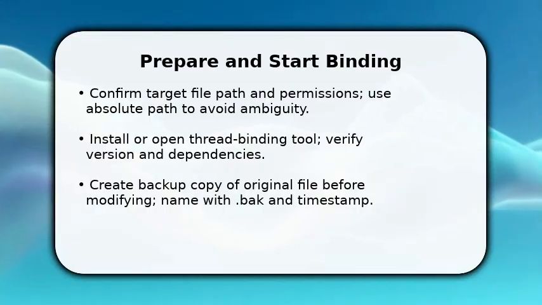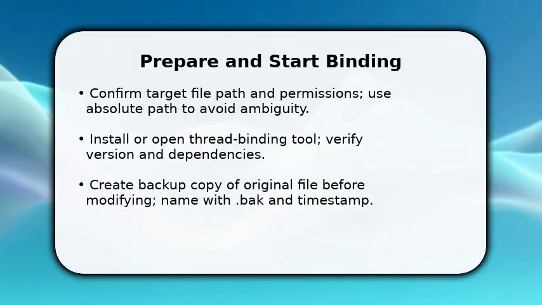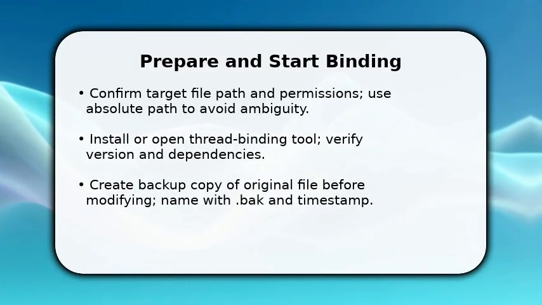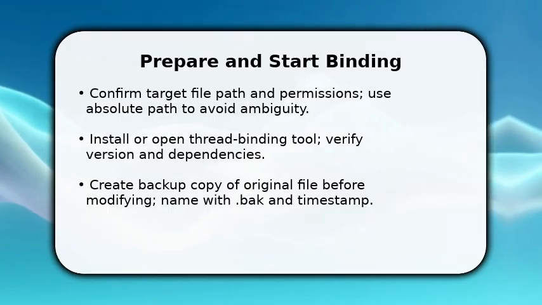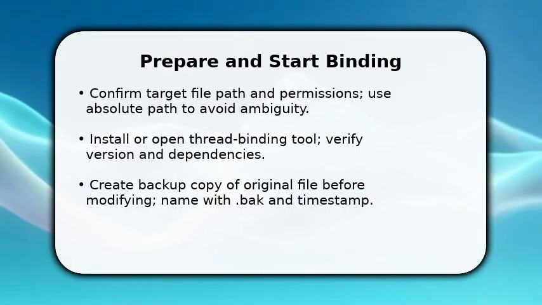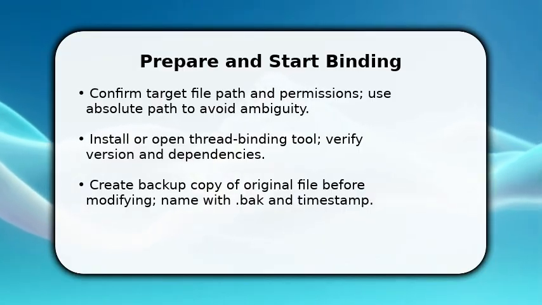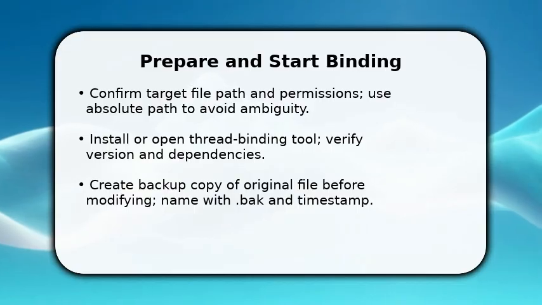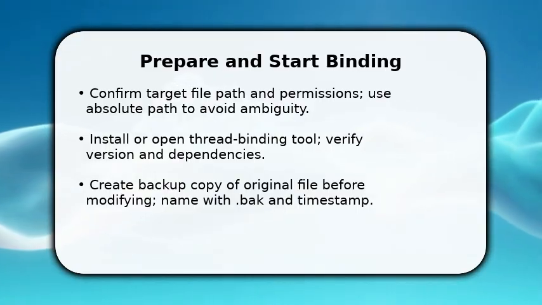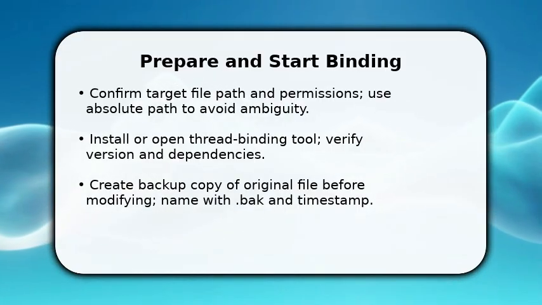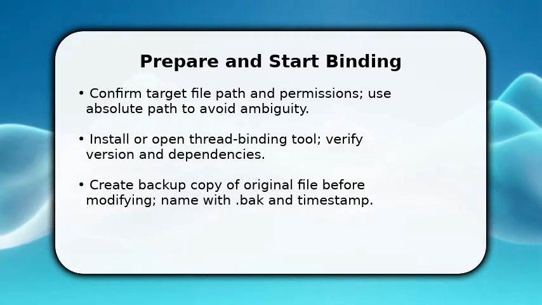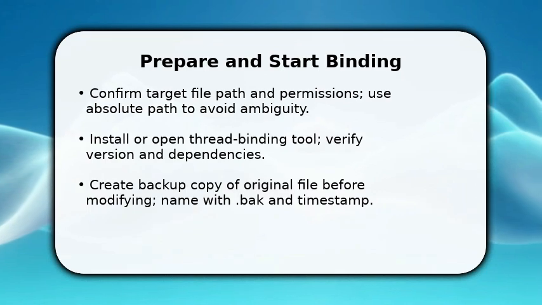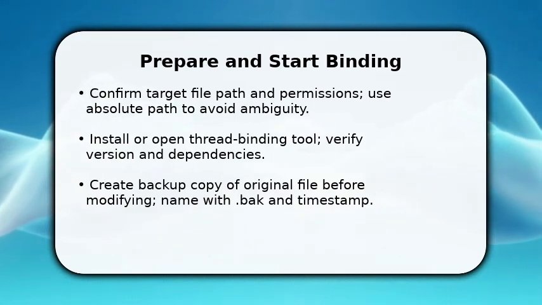You begin by verifying the file and tool you will use to bind threads. Make sure the file path is absolute and permissions allow write access. This prevents permission errors halfway through. Once done, install or open the thread binding utility and confirm it runs. Create a backup copy of the original file now so you can revert instantly if needed. These immediate checks save time later and let you proceed to the first binding operations with confidence and minimal interruption.